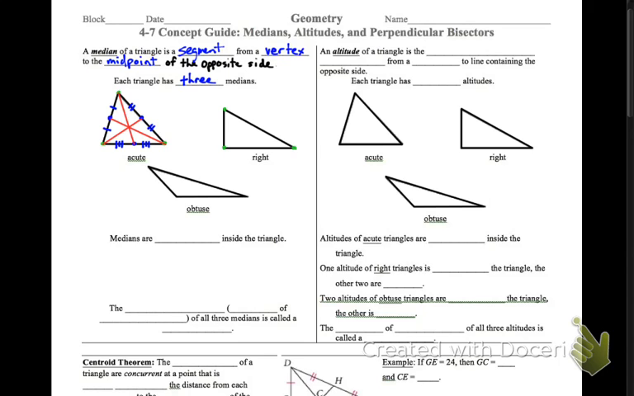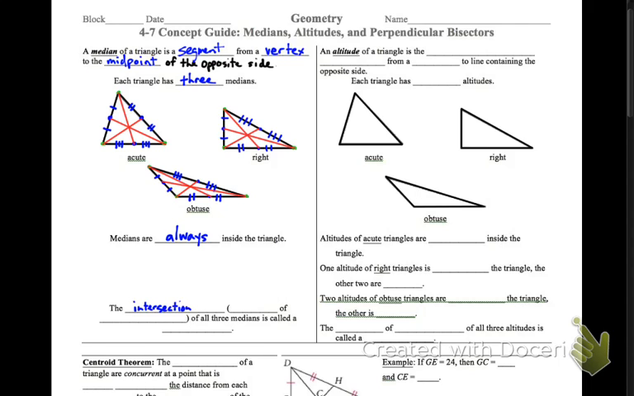Over here in the right triangle, I've just marked those midpoints with the green dots. See, I proved to you those are midpoints. And then we have three medians that go from the vertex to the midpoint of the opposite side. Notice that they all intersect. We'll do the same thing for the obtuse triangle. There's really no difference here. They meet there in the middle. Medians are always inside the triangle. All nine of the medians that we drew in those three triangles are inside.